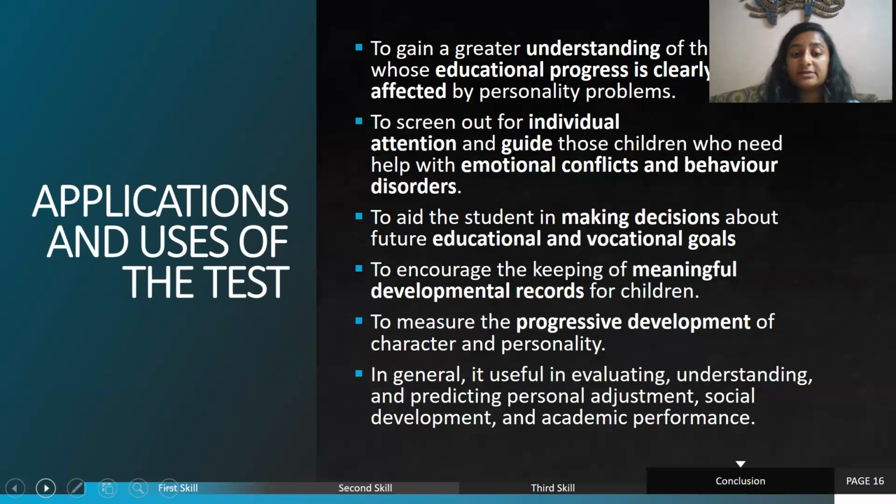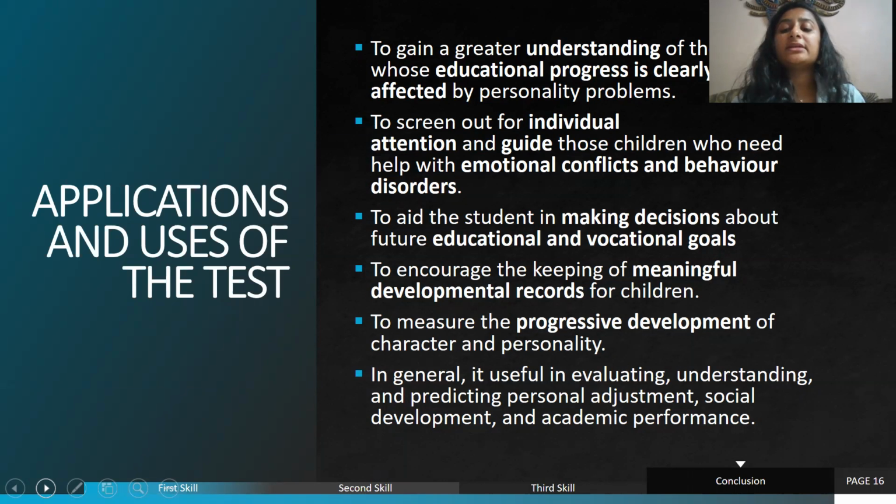Applications and uses of the test. The application is to gain understanding of those children whose educational progress is clearly being affected by personality problems, to screen out individuals and guide those children who need help with emotional conflicts and behavioral disorders. Due to this early recognition, many difficulties can be avoided or handled before they become defensive habits and other complications resistant to treatment. It also aids students in making decisions about future education and vocational goals.